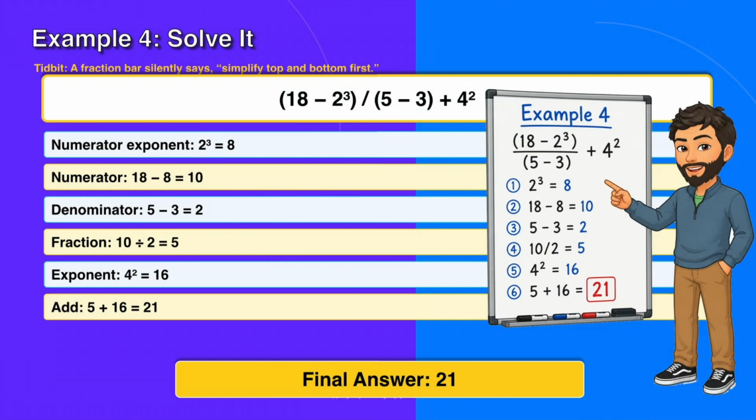We did the numerator exponent first, 2 to the third, that got us 8. Then we did 18 minus 8 was 10. Then we did 5 minus 3 equals 2. Then we did the fraction, 10 divided by 2 was 5. Our exponent, 4 squared, was 16. And then we put it all together. We did 5 plus 16 gets us 21. All right, let's move on to the next one.